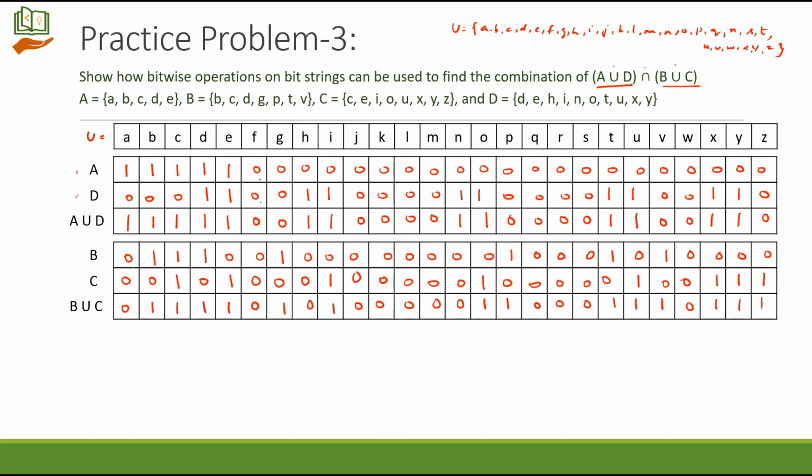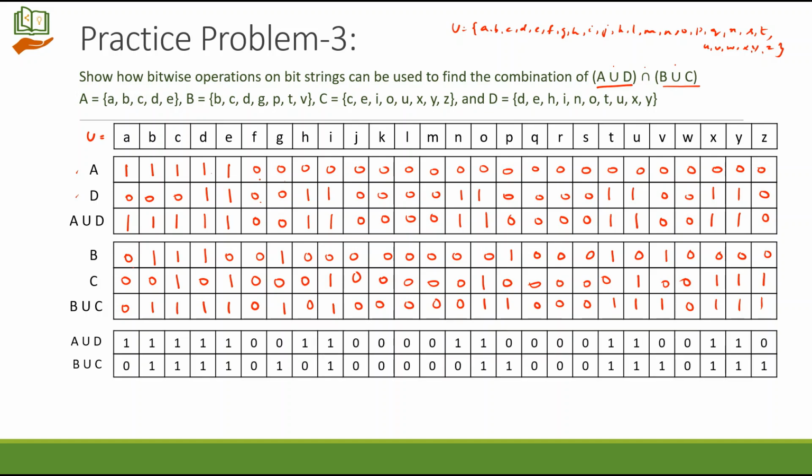Now we have A union D and B union C. If you want, we can just find what are the alphabets in A union D. So we have A, B, C, D, E. Then we have H, I. We have N, O, T, U, X, Y. What about B union C? The set will have B, C, D, E, G, I, O, P, T, U, V, X, Y, Z.